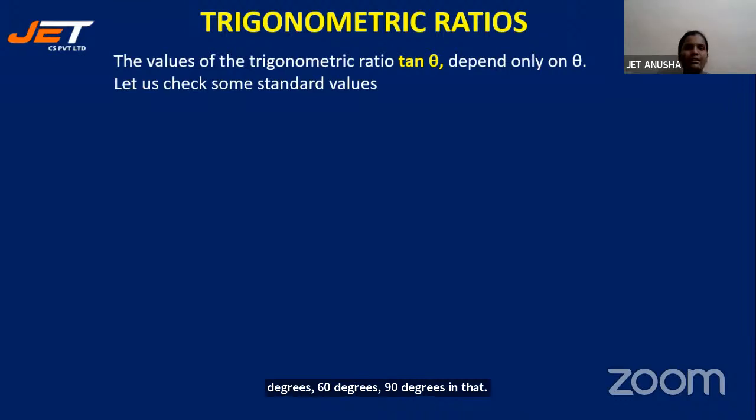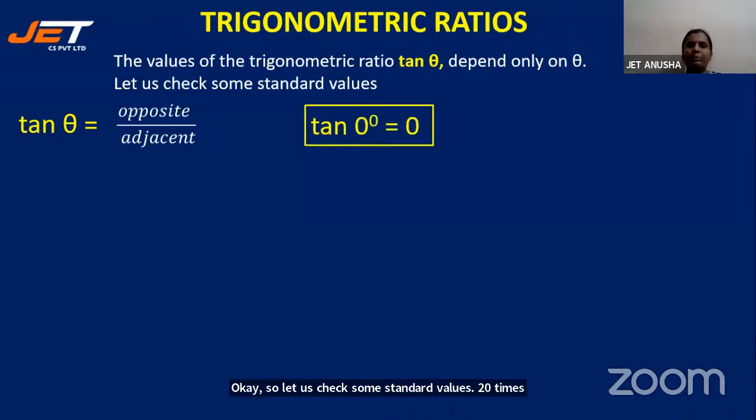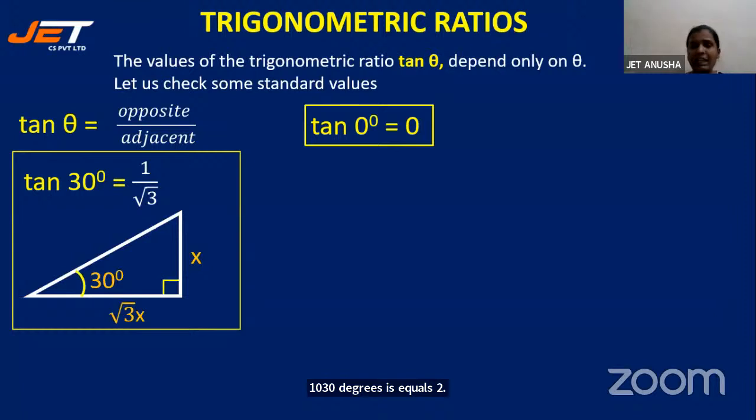So let us check some standard values. Tan theta is equals to opposite by adjacent. Tan 0 degrees is nothing but 0. Tan 30 degrees is equals to 1 by root 3. Let's see how we got that. We are considering the right angled triangle. Here theta will be 30 degrees, the opposite will be x and the adjacent will be root 3x. If you substitute in the formula, then you will get 1 by root 3.